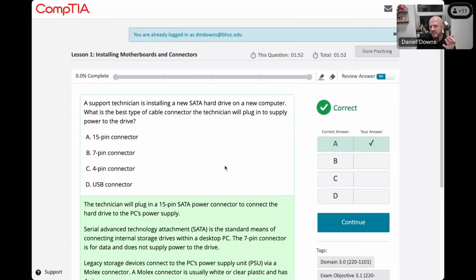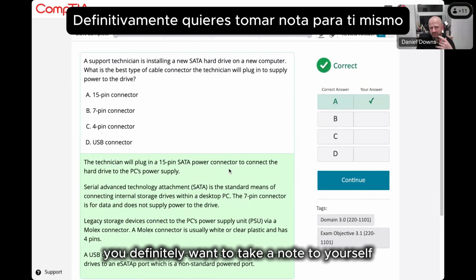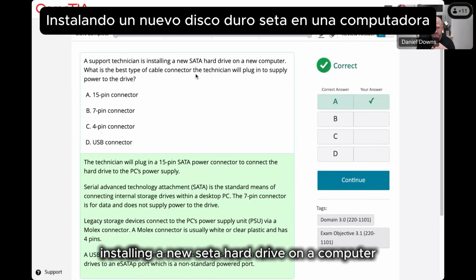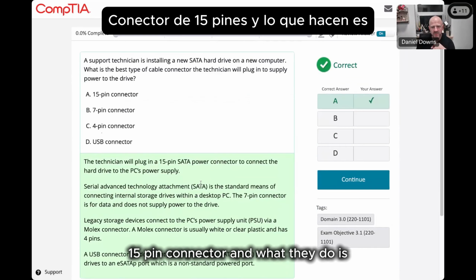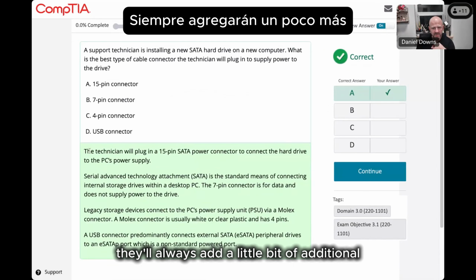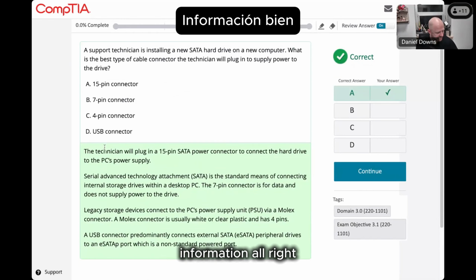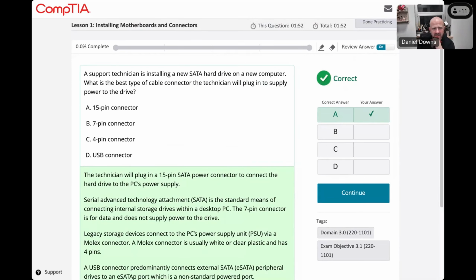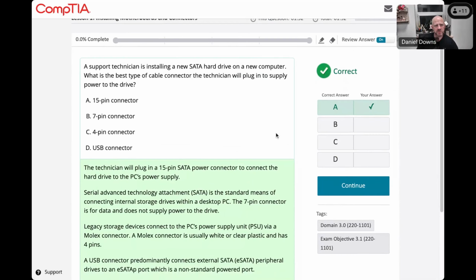So here's where you want to, if you're doing this on your own, definitely take a note to yourself. A support technician's installing a new SATA hard drive on a computer, 15 pin connector. And what they'll do is they'll always add a little bit of additional information. And they'll also give the domain and the exam objective. Let me see, so I can save that as a PDF. Let's do that.